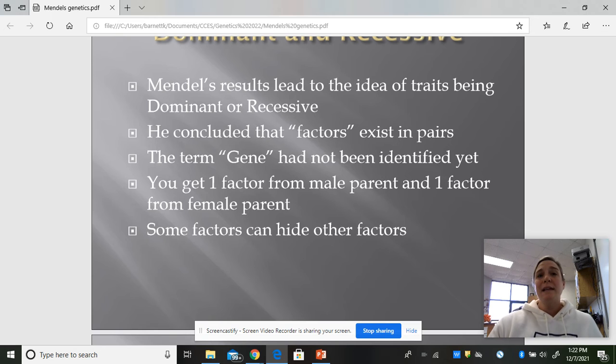We already know this because I told you that when sperm met egg, you got half your genetic information from mom and half from dad. It's through the chromosomes, 46 total, 23 pairs. He had no knowledge of this.